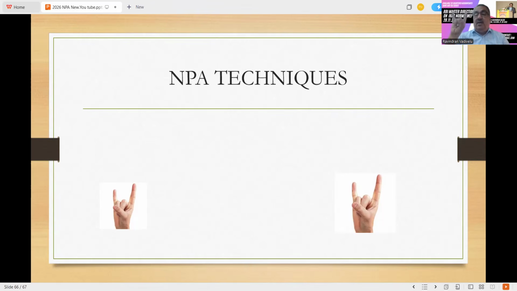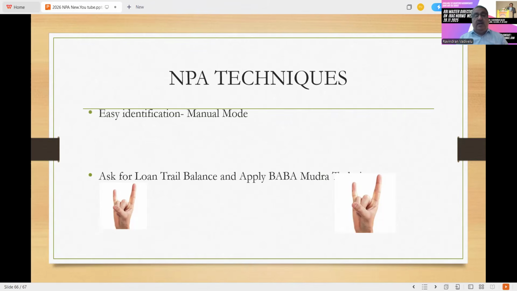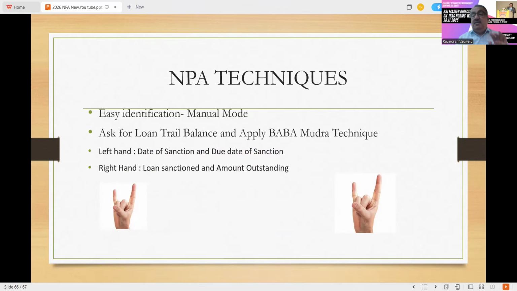Go to the right side, loan amount sanctioned and outstanding amount. If the outstanding amount exceeds the loan amount, then that account has to be treated as NPA and provided for on 90 days terms. So it's only a raw technique. It is not a foolproof technique. For easy understanding, I have given this method.